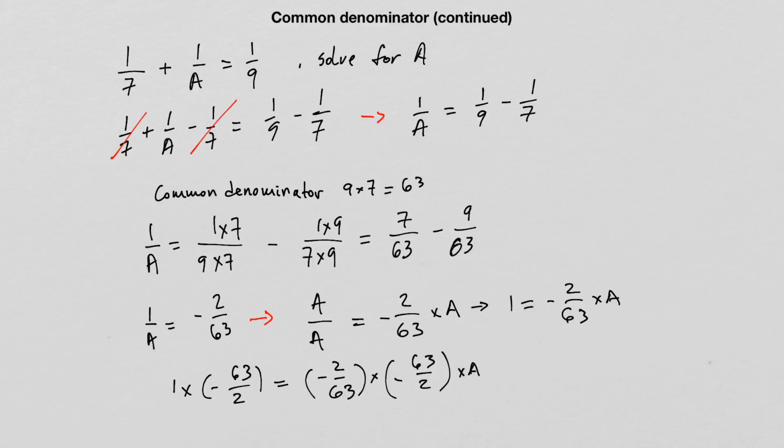So on the right hand side I have 2 in the numerator here and denominator here, those cancel out. I also have 63 in the numerator here and denominator here, those cancel out. And those two minuses multiplied together will give me a plus. And so now finally I have an expression for a, and that is that a is equal to negative 63 divided by 2. That's the final result.